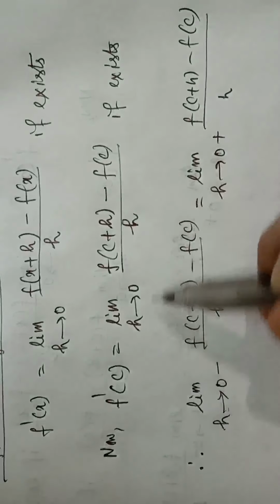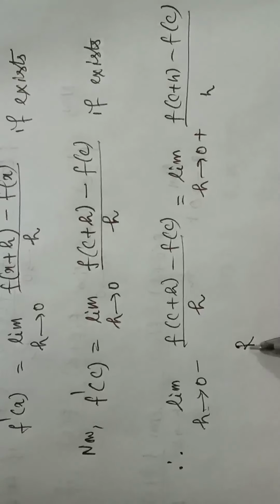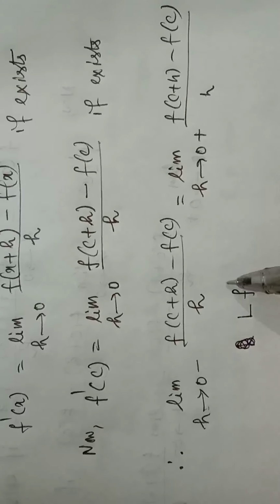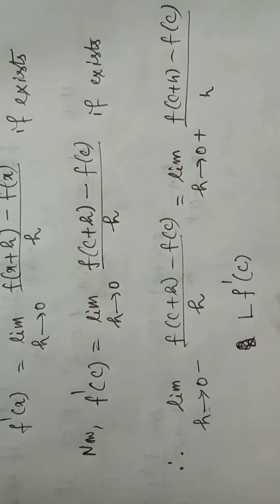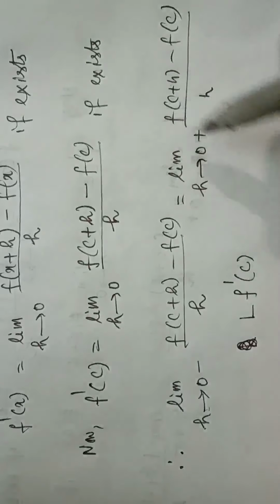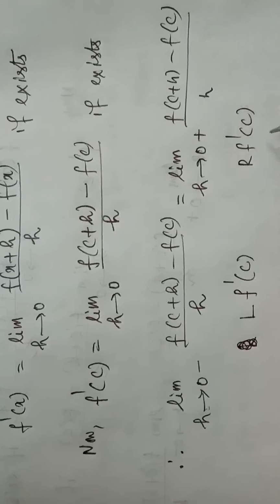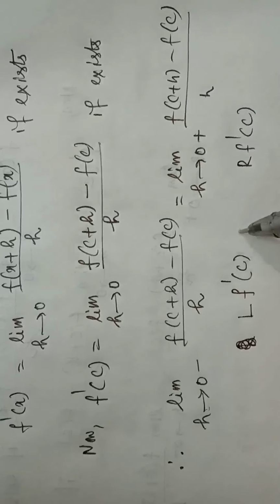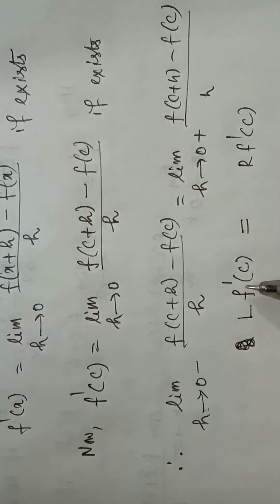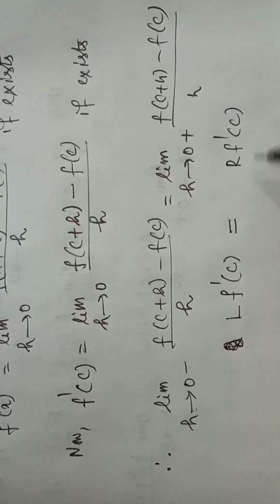This limit is called the right hand derivative, and this is called the left hand derivative of the function f. In symbols we write this as L f dash c, the left hand derivative at x equal to c, and we denote this by R f dash c, and we call it the right hand derivative of the function at x equal to c. So if the left hand derivative at x equal to c is equal to the right hand derivative of the function at x equal to c, we say the function is differentiable at x equal to c.